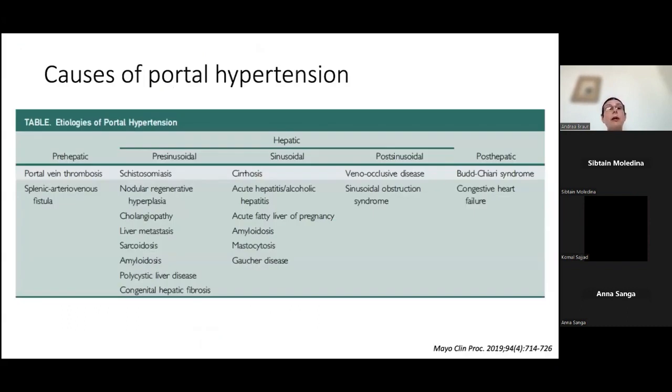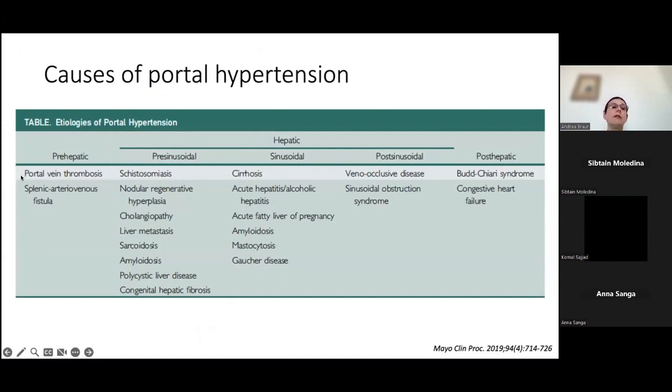And then just a reminder that the portal hypertension that's causing all these complications is not only caused by cirrhosis, though that's the cause that we see most commonly, but it can be prehepatic, hepatic, and posthepatic. And then hepatic can be before the sinusoids, in the sinusoids, or after the sinusoids. And there's a whole bunch of diseases.